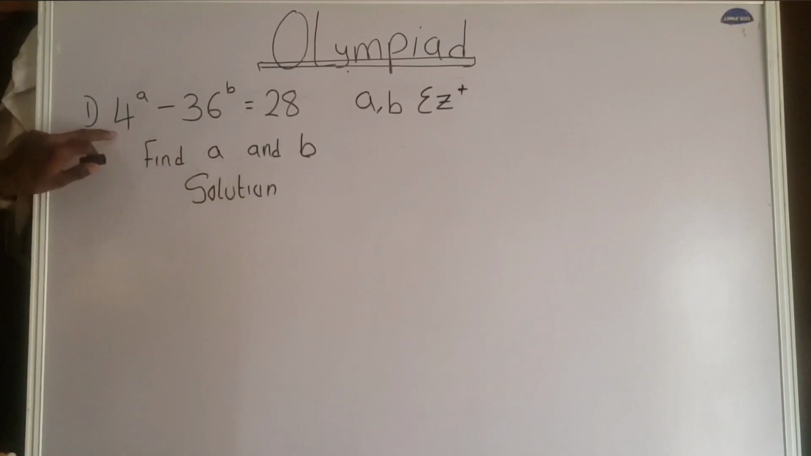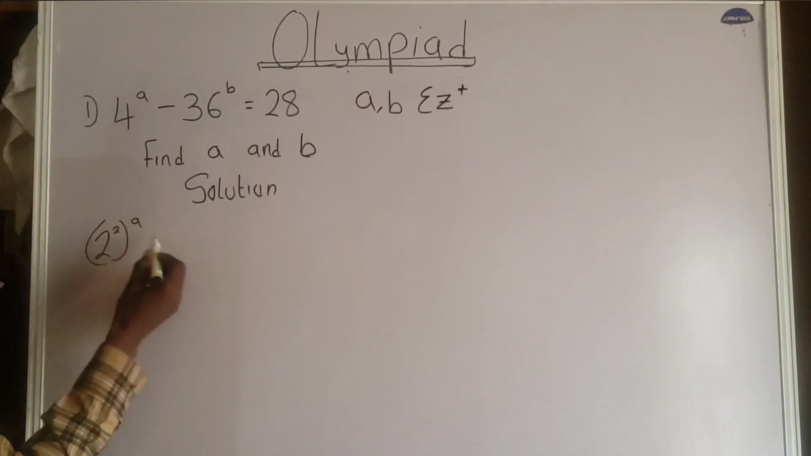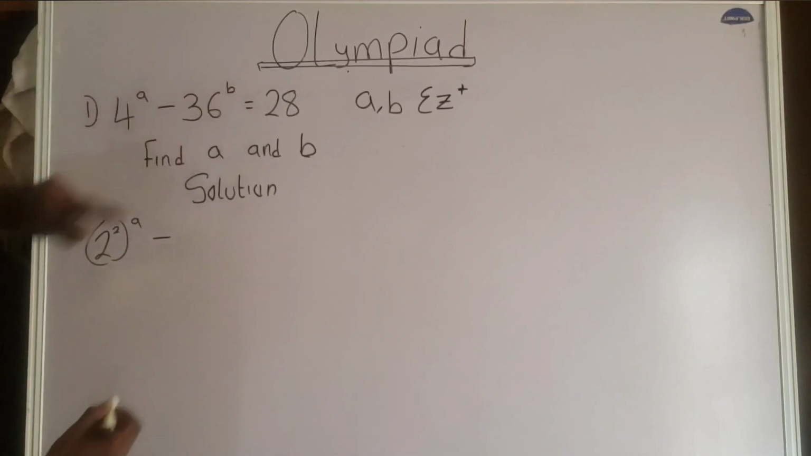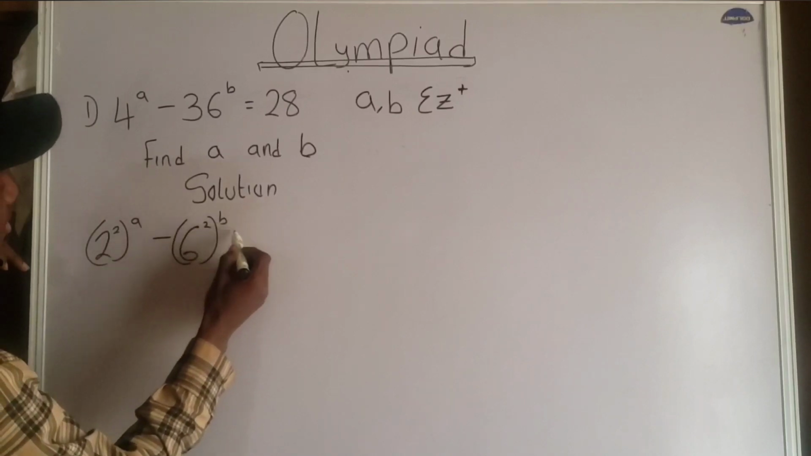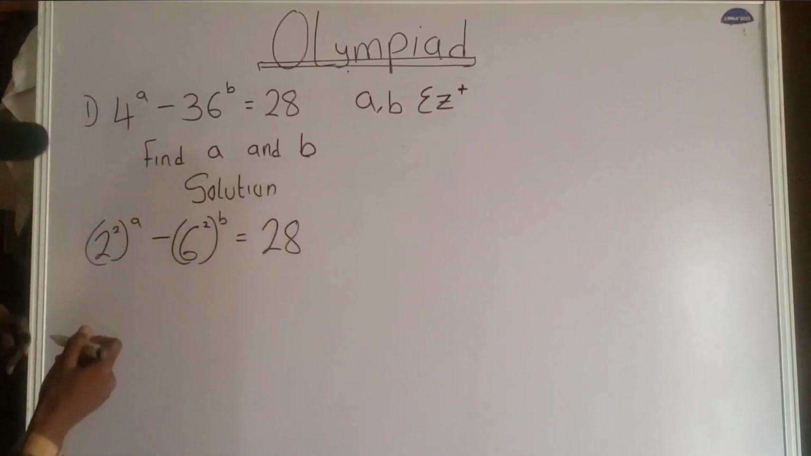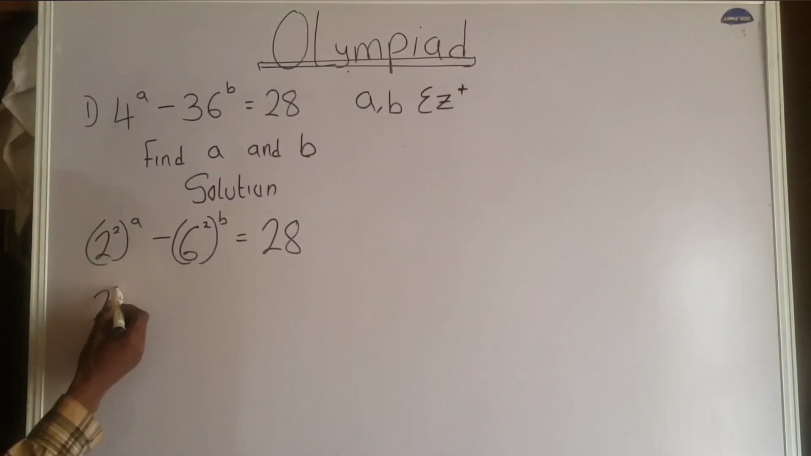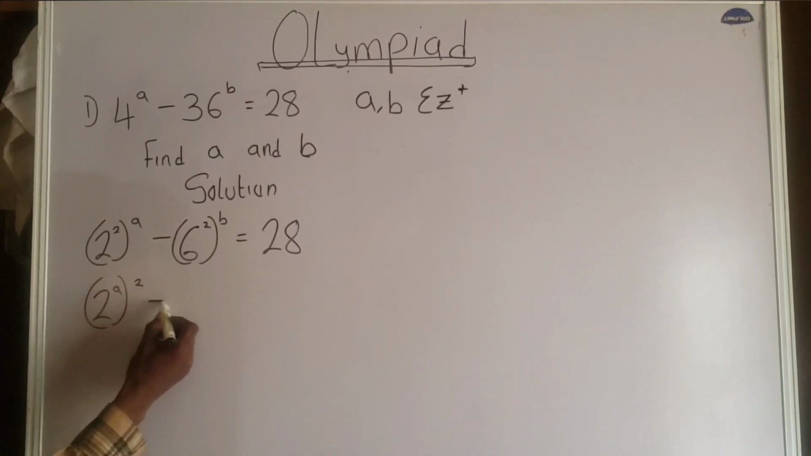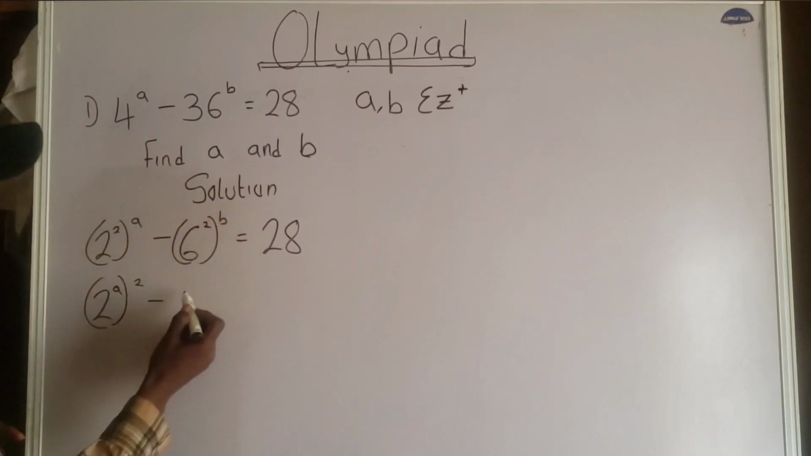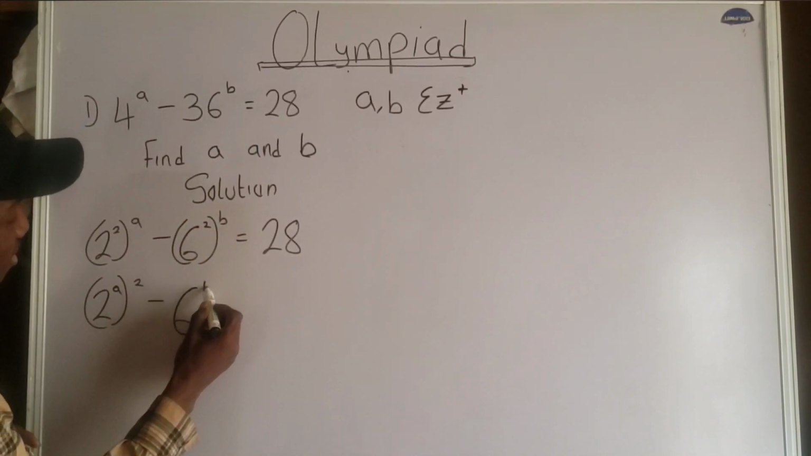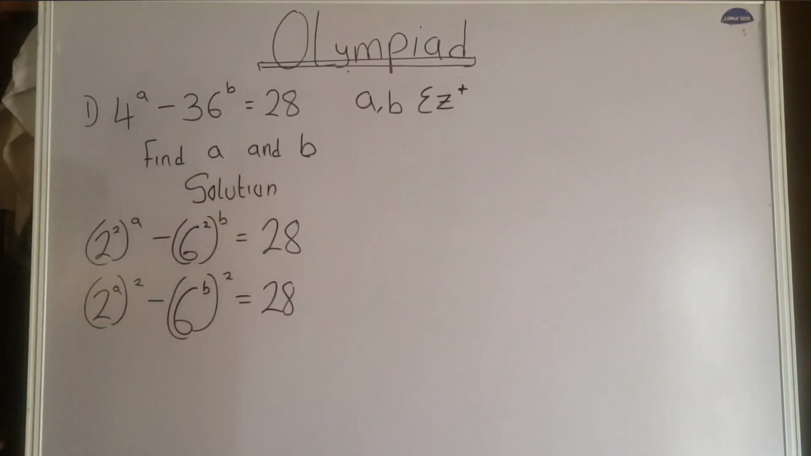Okay, don't forget that 4^a can be written as 2^(2a), and 36^b can be written as 6^(2b), which equals 28. I can also rewrite 2^(2a) as (2^a)^2, and I can rewrite 6^(2b) as (6^b)^2 equals 28. Okay, we have gotten to this point.